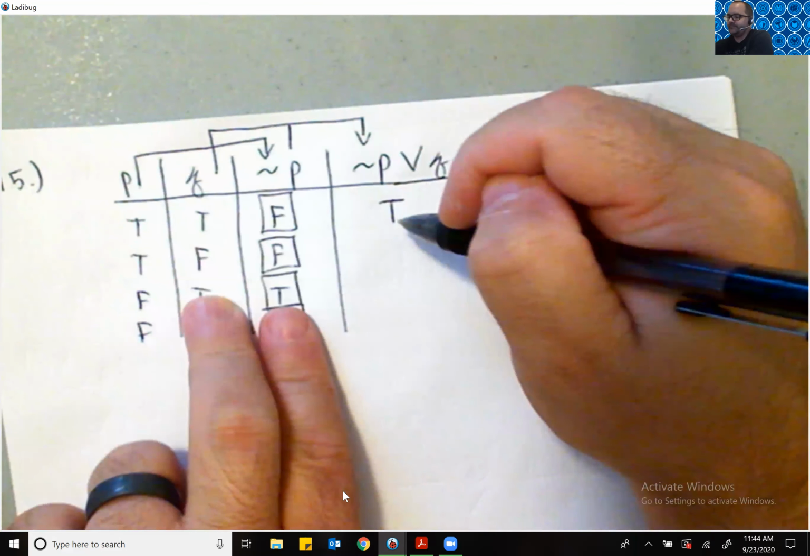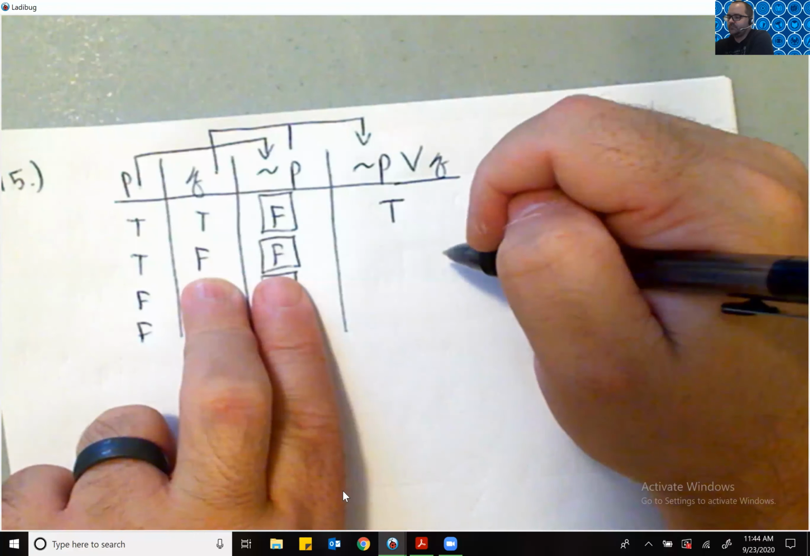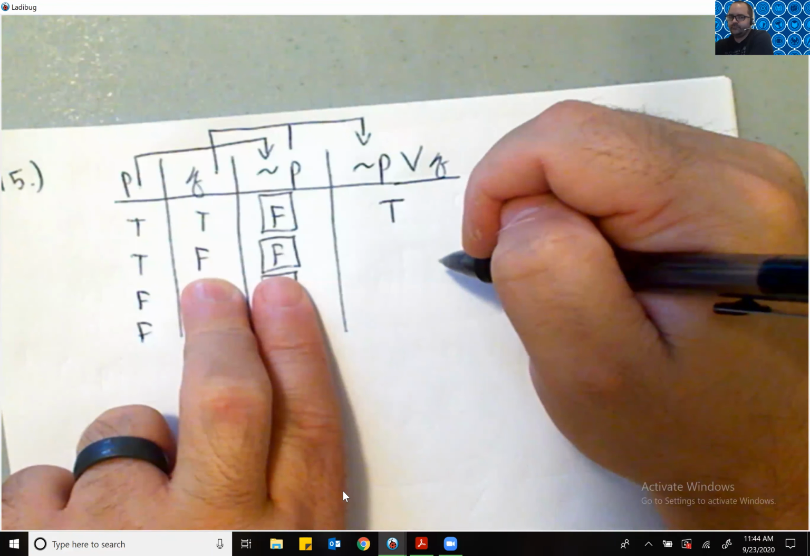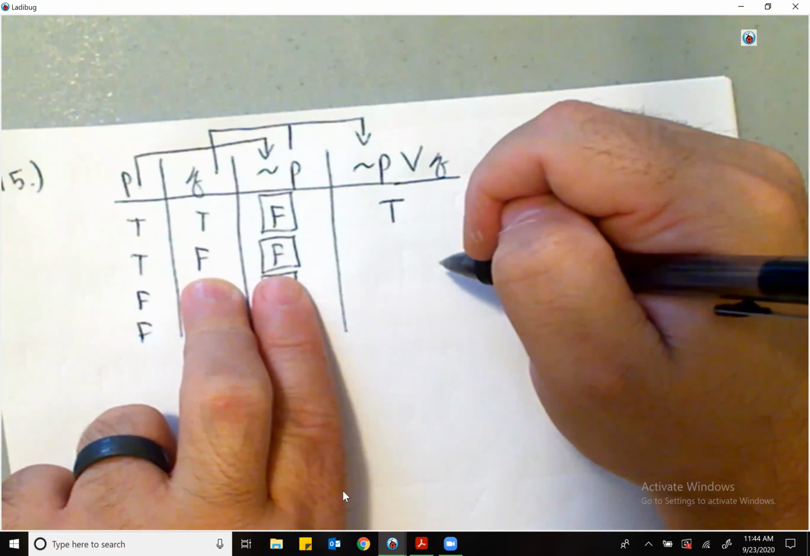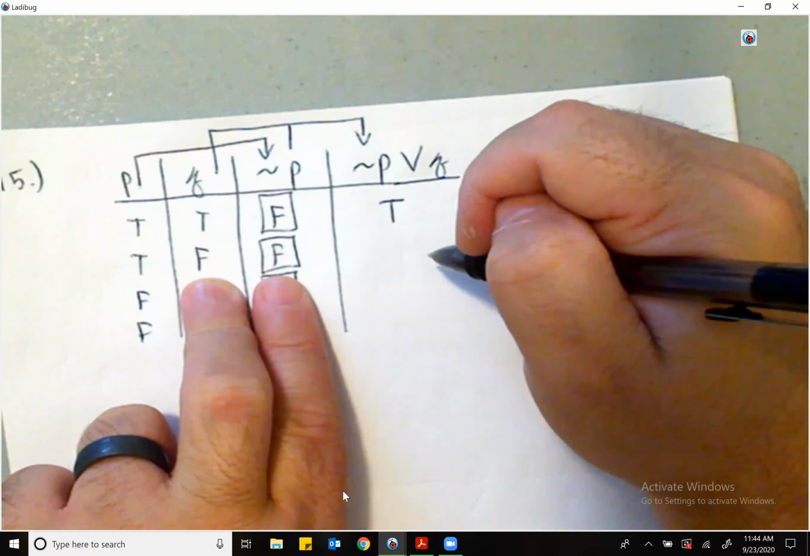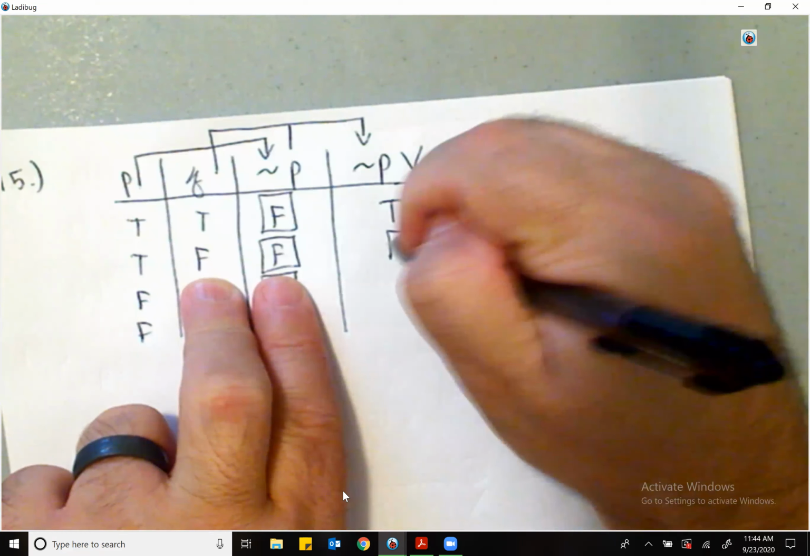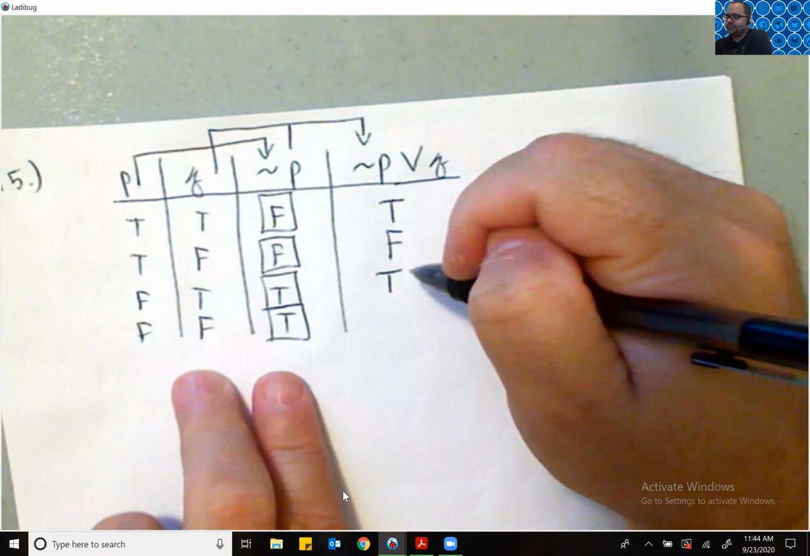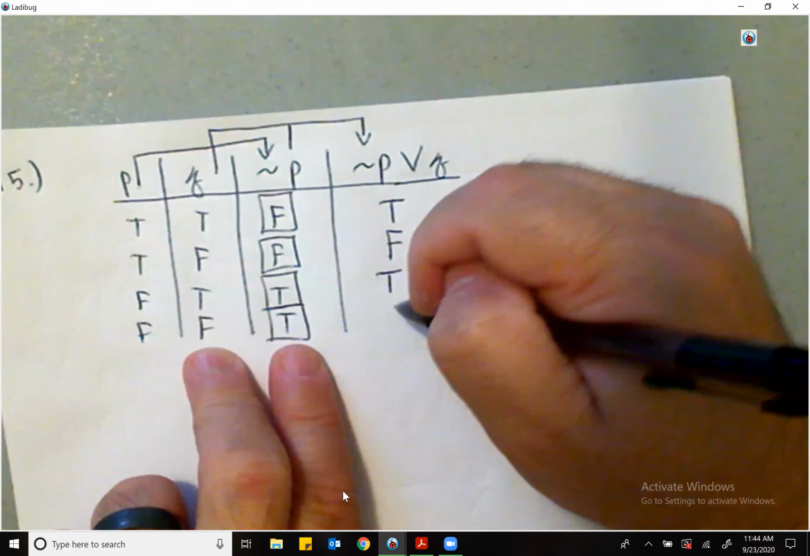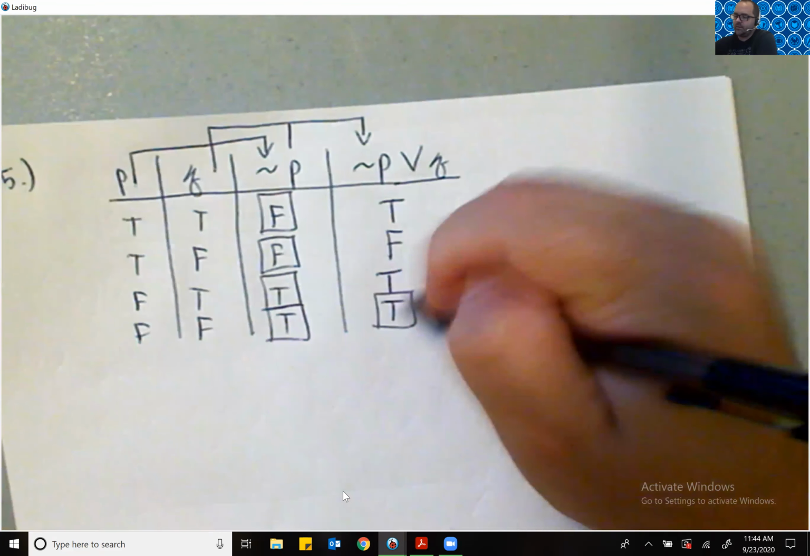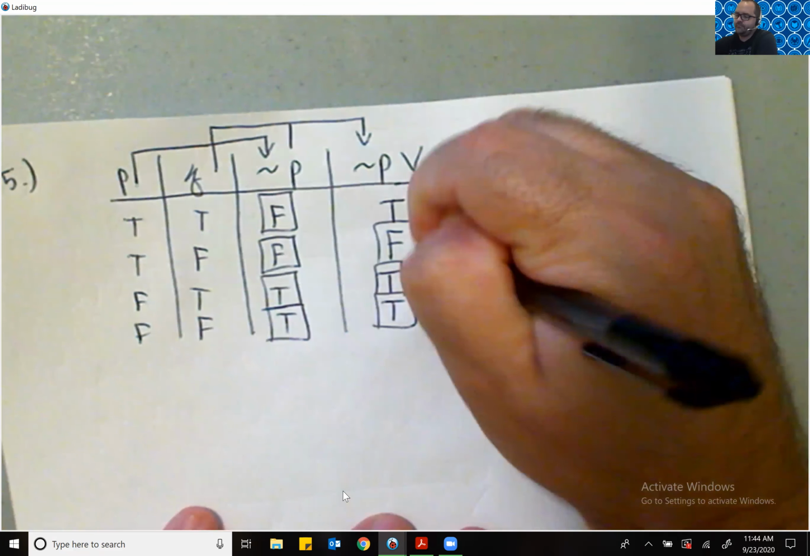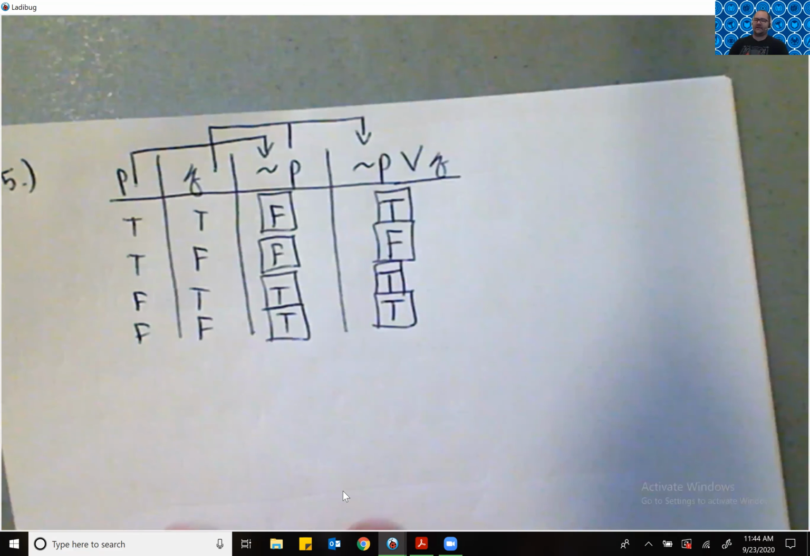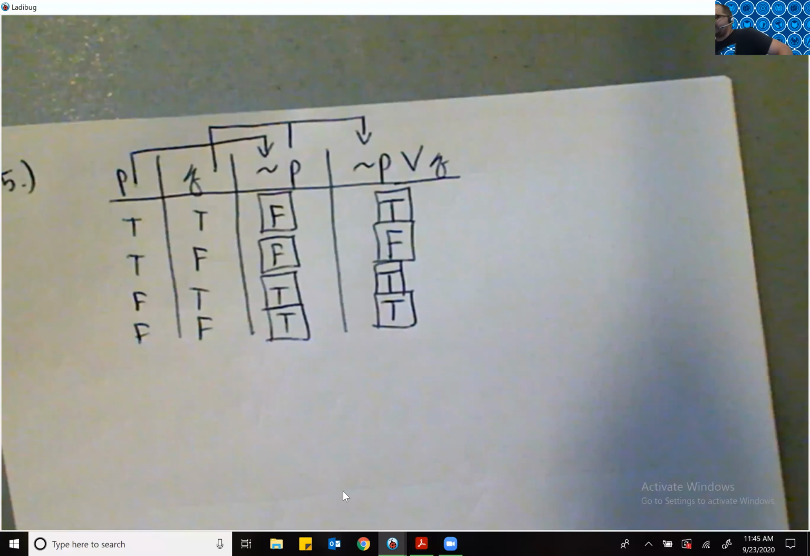False, false. False. True, true. True. False, true. True. There you go. There's all the answers for the last column, and that's what they're looking for, those 8 answers. I would do it on paper first and then put in all the information you need.